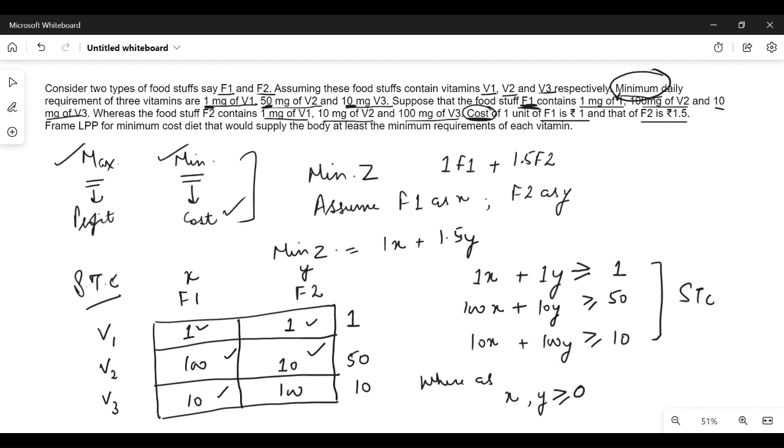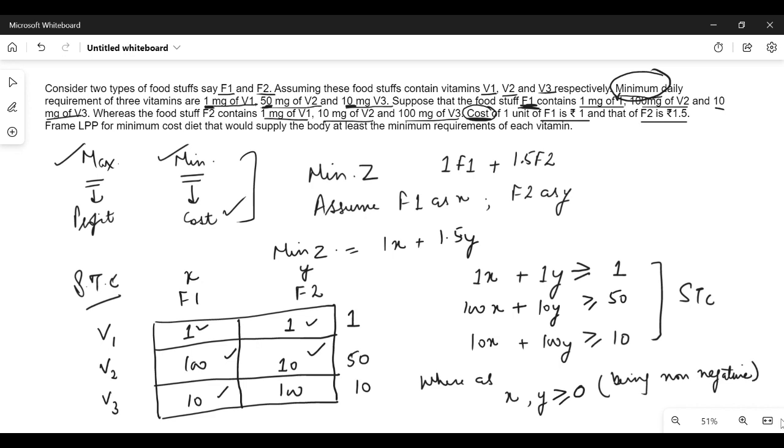meaning being non-negative values. Okay, so this way I will formulate the linear programming problem. Now the rest is up to the question, how we have to solve this, whether with the help of the graphic method or with the help of the simplex method, that we will cover in our next sessions.